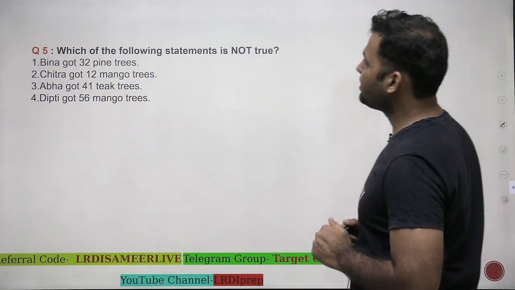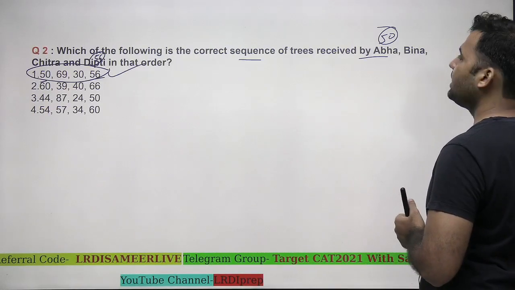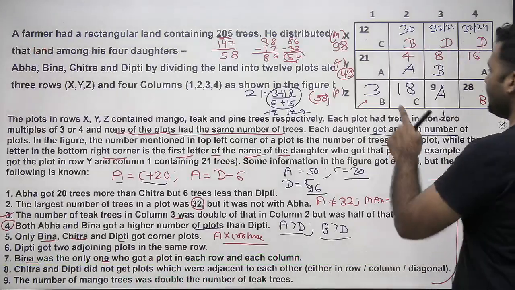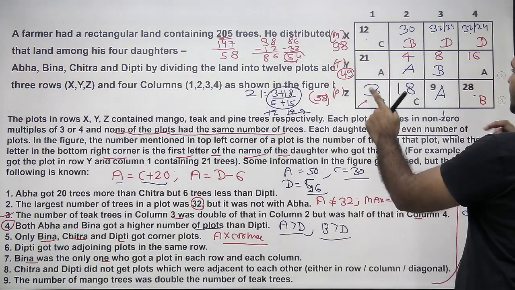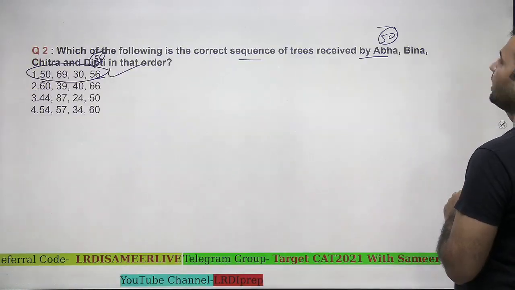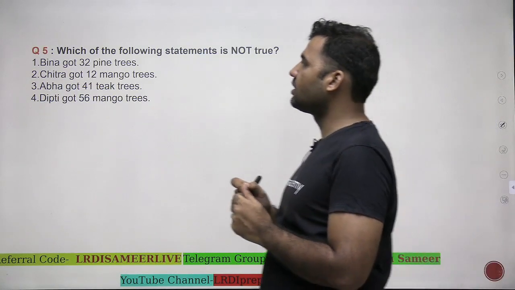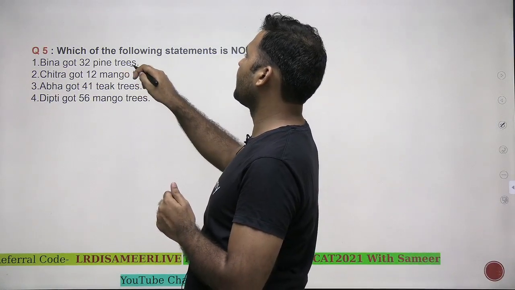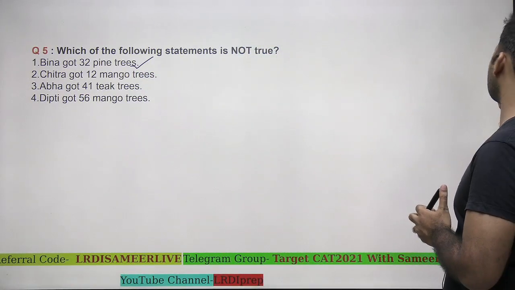Which of the following statements is not true? Bina got 32 pine trees. Let's check. Bina got 32? No, Bina is getting 31 pine trees, 3 here and 28 here. I'm supposed to find out which of the following statements is not true. So yes, Bina got 32 pine trees is a wrong statement. That's the not true statement, right? So this is the correct answer.